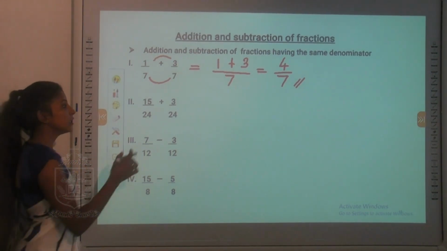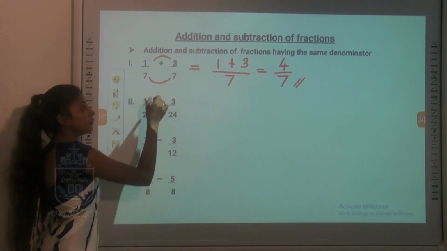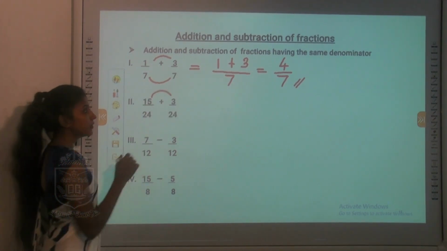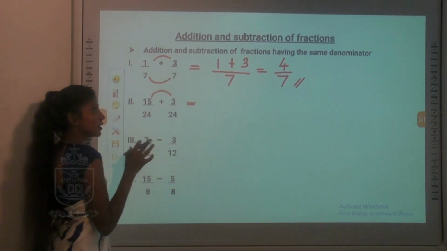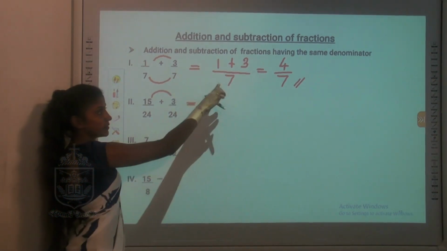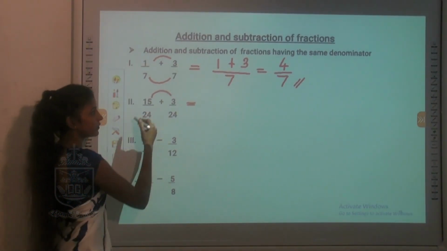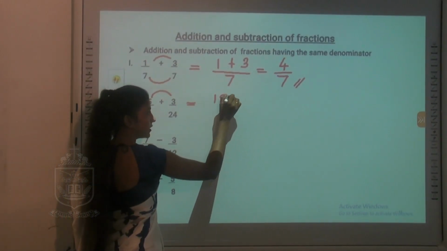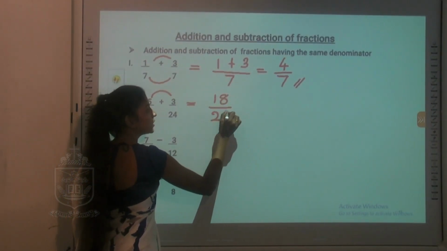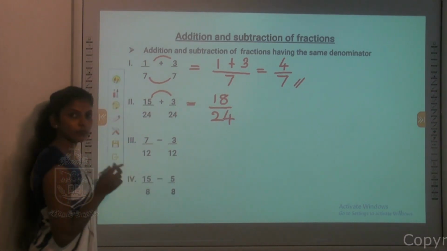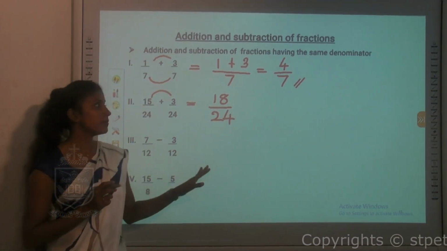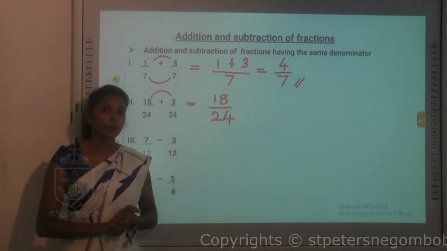Second example, again the same denominator, therefore we can add the two numerators. 15 plus 3. Now it's not compulsory for you all to show this step. Directly you all can add and put the final answer like this as well. 15 plus 3 you already know, that is 18. 18 over 24.